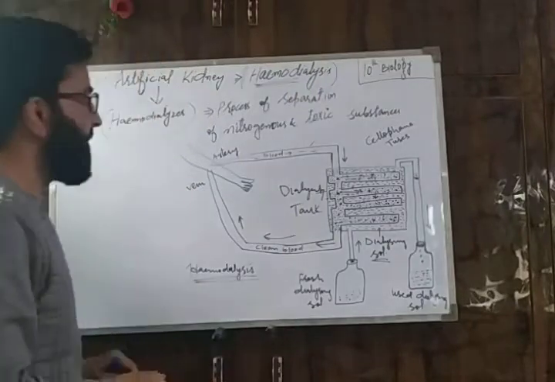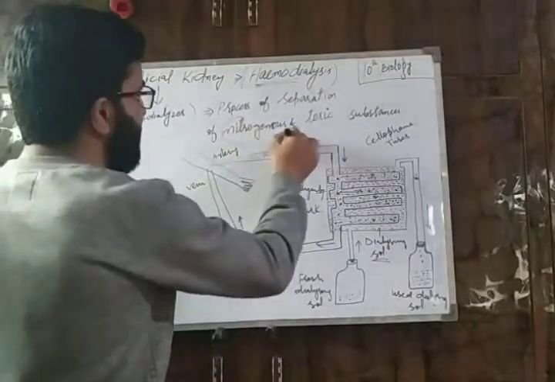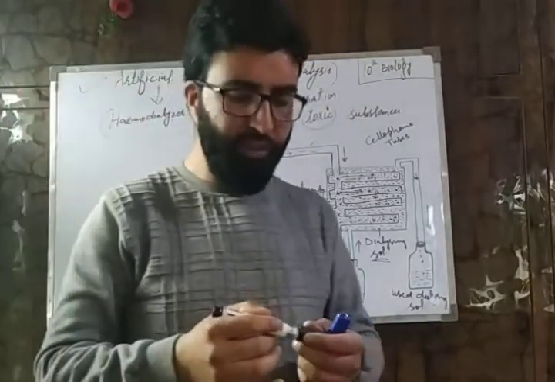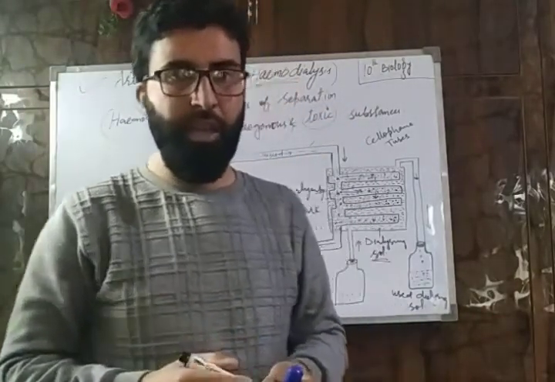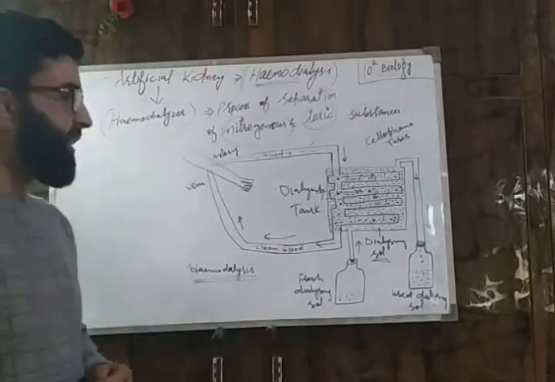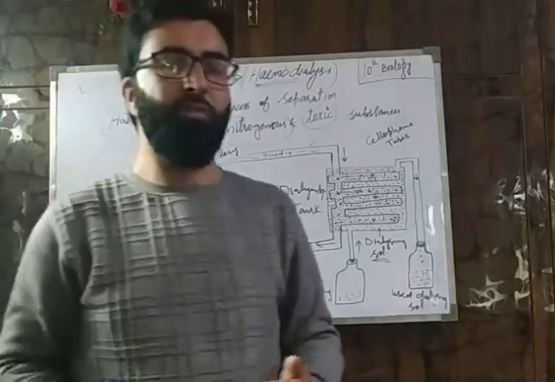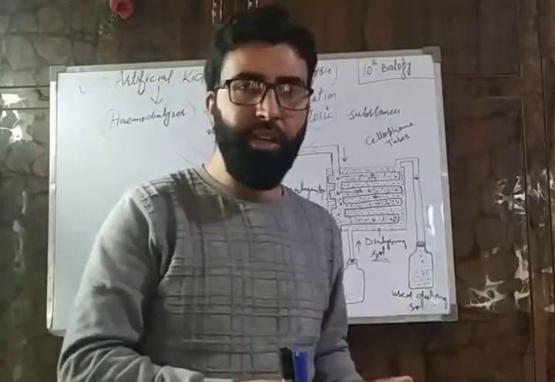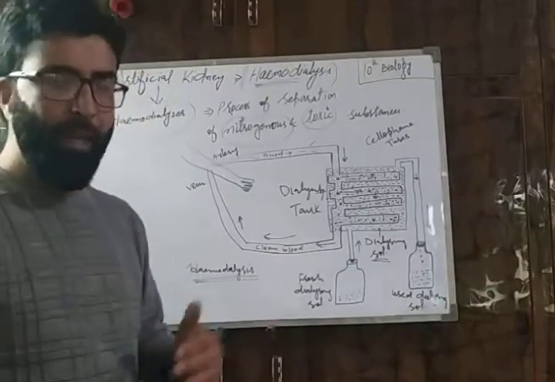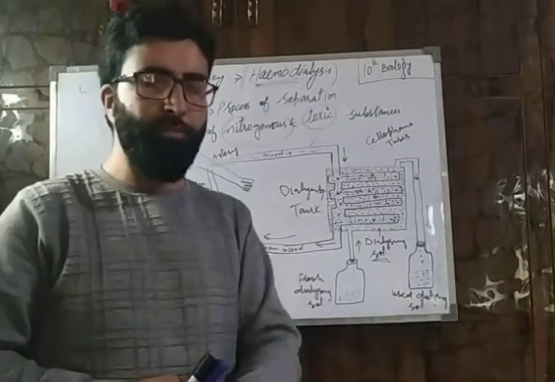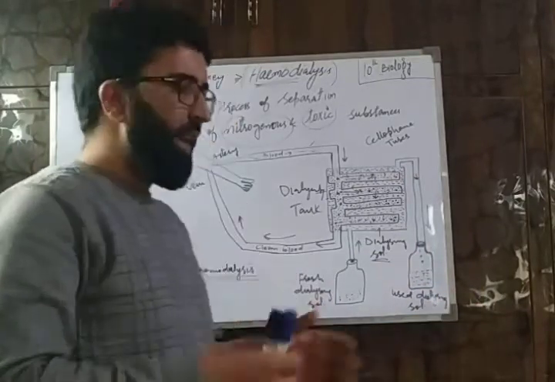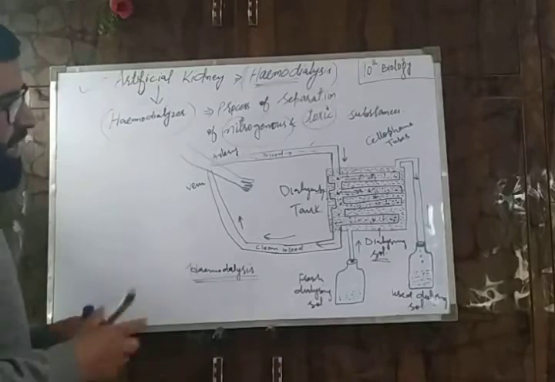Hemodialysis is the process of separation of nitrogenous wastes and toxic substances from the body of the person with kidney dysfunction. How does it work? Let's discuss. This artificial kidney works on the same principle as our normal kidney. It works on the principle of dialysis. Dialysis means removal of harmful substances by the process of diffusion. And what is done in this?